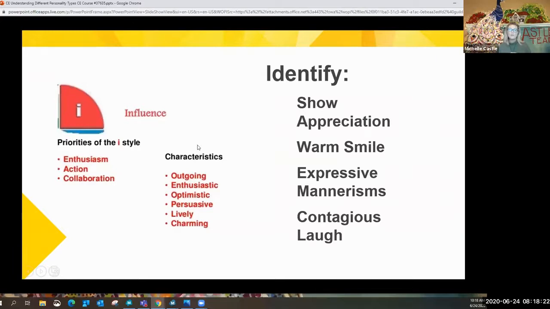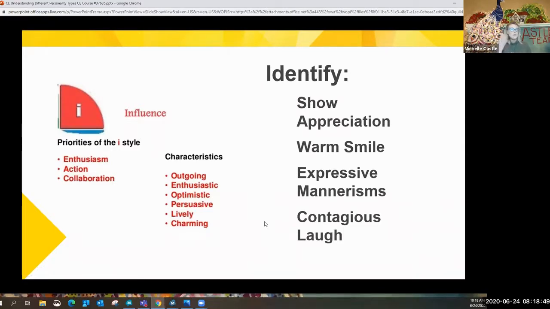So your I personality, they're enthusiastic. Again, they are action people too. They like to collaborate. They're your influencers. So really think about the different people that influenced you and look at their different characteristics. If they're outgoing and optimistic, persuasive, lively, and charming, they're probably your I personality. So when you're talking to them, these are some of the things that they are looking for.